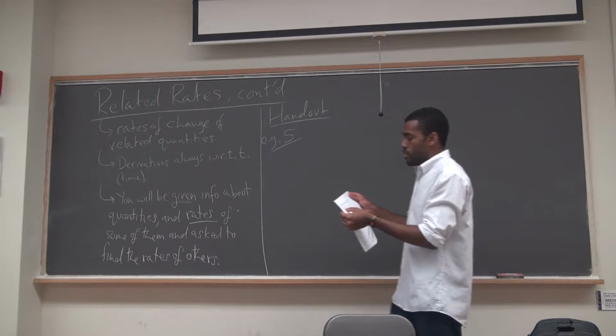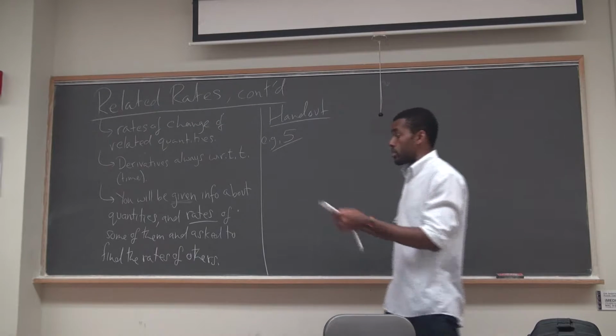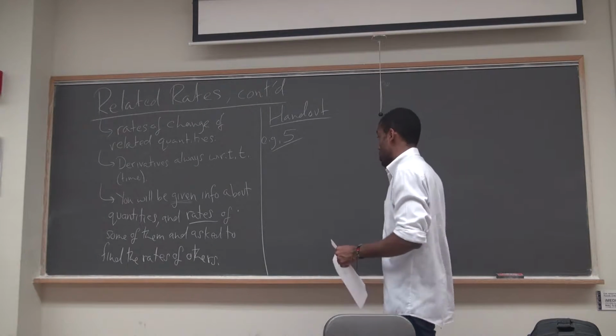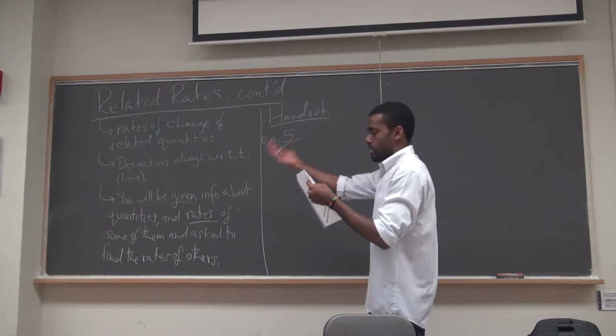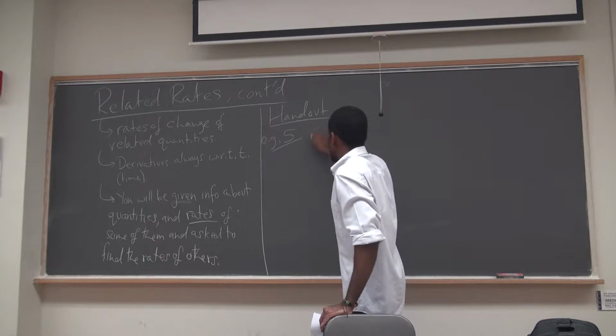So here you see they gave you some information. They told you how fast one guy is moving, and they asked you about the rate of change of something else. So this is a classic related rates problem. So read the question, understand it. It's a one sentence problem. But then we're going to want, so 1, read.